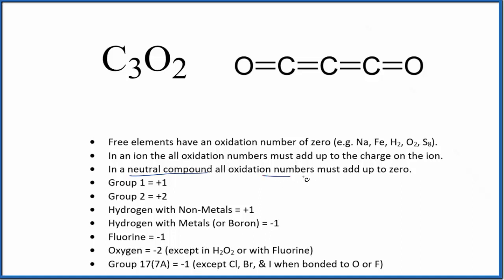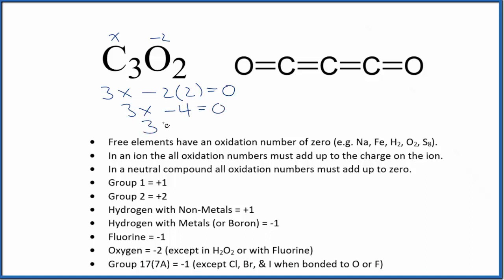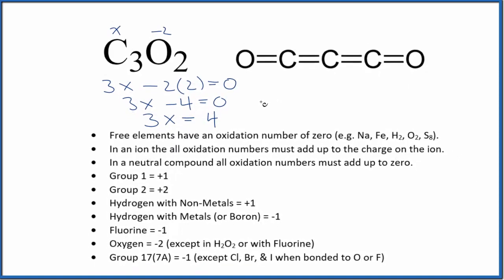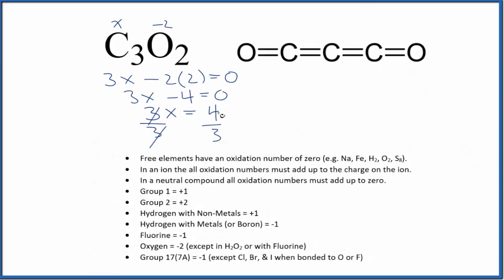In a neutral compound, all the oxidation numbers add up to 0. We don't know what the carbon is. Let's call that X. And oxygen is going to be -2, with just a few exceptions. So each oxygen is -2, and the whole thing adds up to 0. So we could say 3 times X, 3X, minus 2 times 2, equals 0. So 3X minus 4 equals 0. 3X equals a positive 4. Then we divide both sides by 3, so we end up with X equals 4/3.